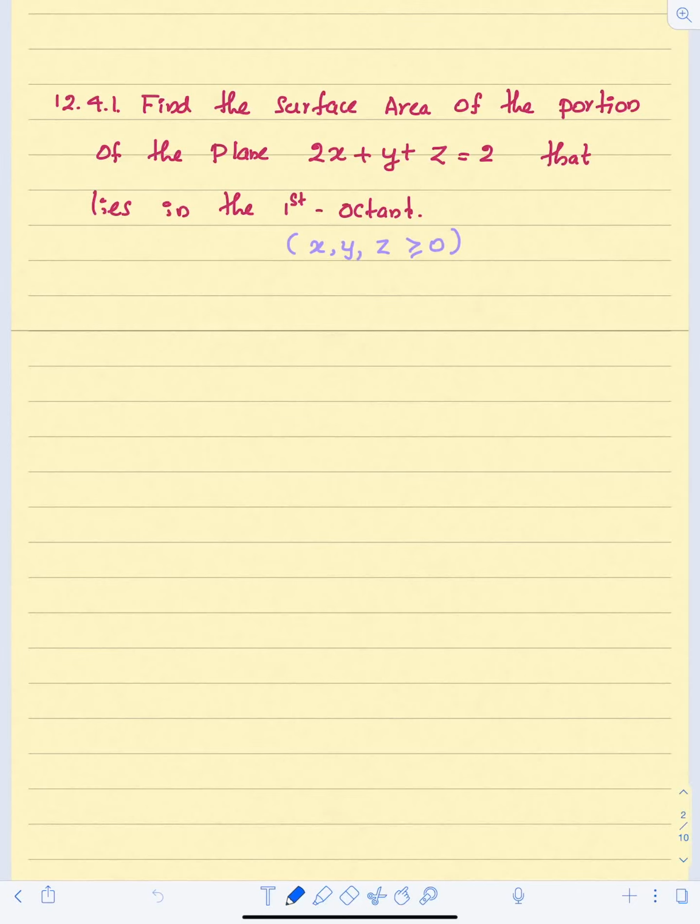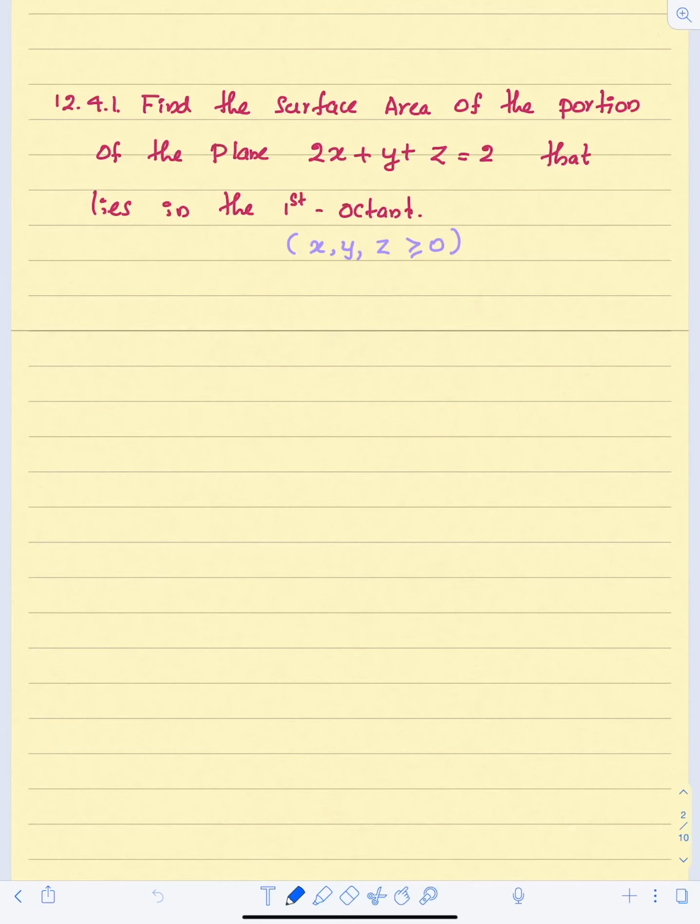Let's go to example 1. In this example, we are going to calculate the surface area of the portion of the plane 2x plus y plus z equals 2 that lies in the first octant. The first octant is the part where all x, y and z coordinates are greater than or equal to 0.